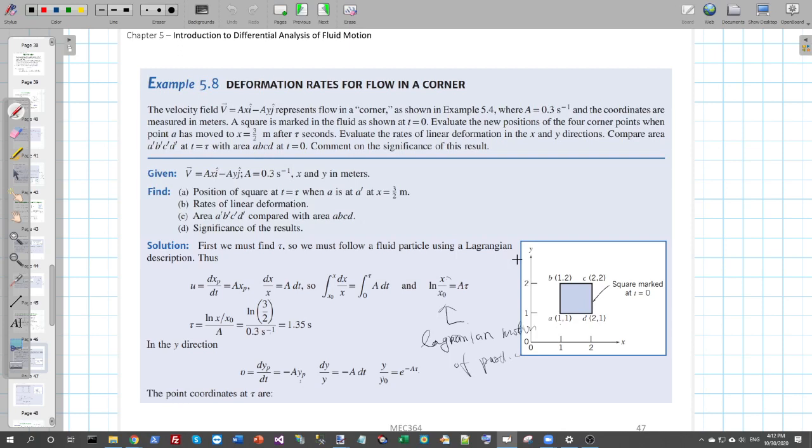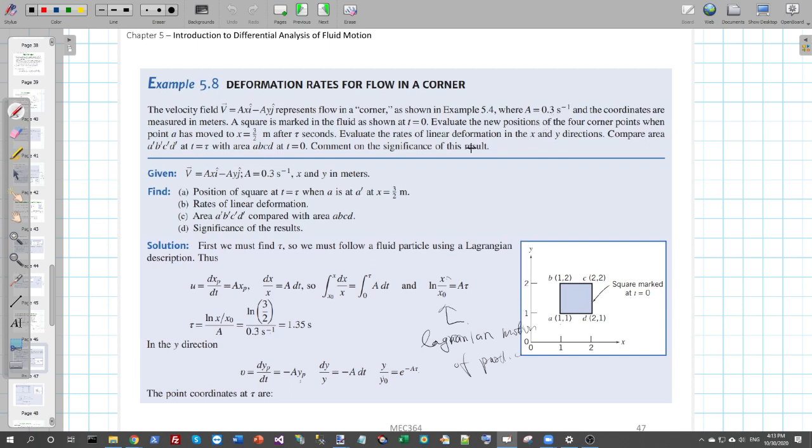We also have an example for this linear deformation. In this case, the velocity field is given by this one. We have the x direction velocity and y direction velocity. The x direction velocity is ax, the y direction velocity is minus ay. So this is a flow field near a corner, and for why this is a flow field near a corner, you can look at example 5.4 in our previous lecture. And a is a constant given by 0.3.